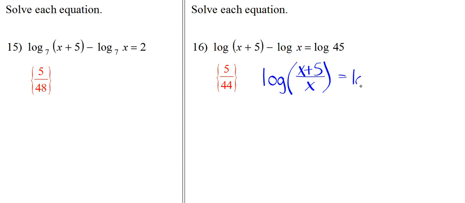What is the base on this? Okay, if there is a log and no specified base, it's in base 10. That's what the log button on your calculator is. That's what its base is. You have to specify if you want any other base.